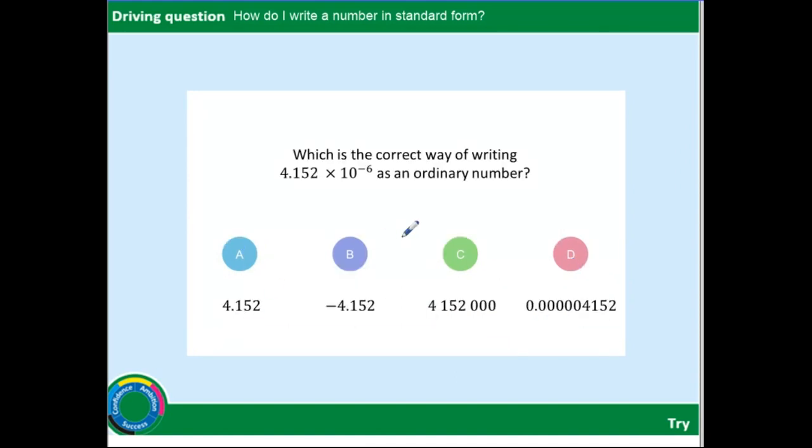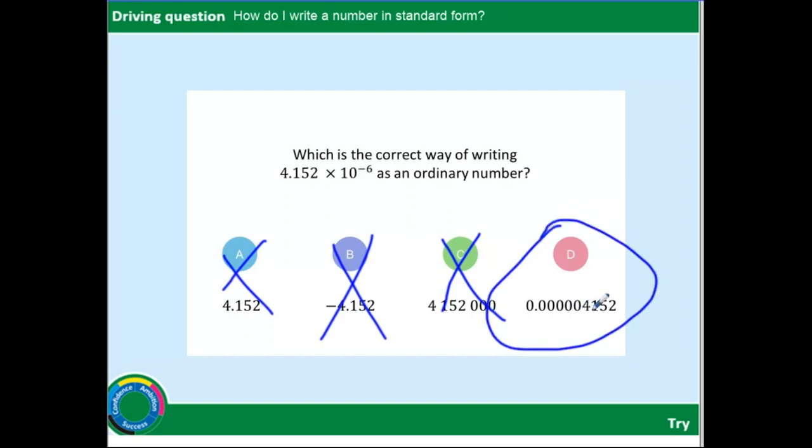Which is the correct way of writing 4.152 multiplied by 10 to the power of -6 as an ordinary number. So again, we've got negative here. It's not going to be negative. It's definitely not going to be a large number. It's not going to stay the same. So it must be this answer, but we'll double check anyway to make sure it's correct with the loops. 1, 2, 3, 4, 5, 6. Yes, that's correct.